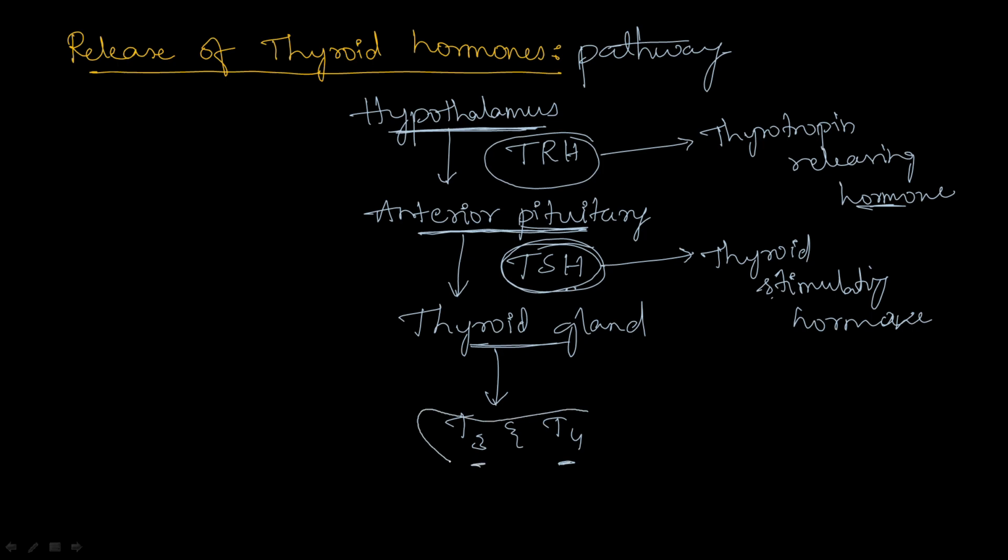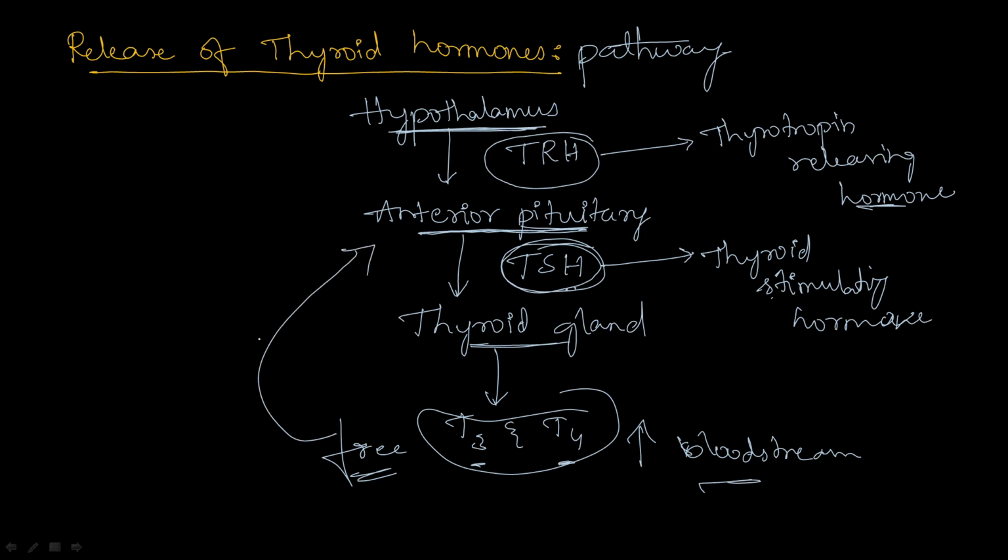T3 and T4 levels are raised in the bloodstream. When the free T3 and T4 levels are seen in the bloodstream, this gives a negative feedback for the release of TSH and TRH. This is how the pathway of thyroid hormone release occurs in our body, okay?